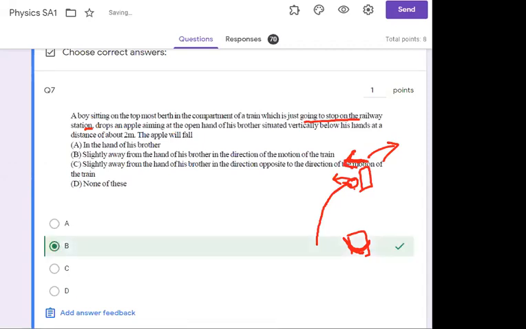Agree everyone? हाँ या ना? Yes or no? ठीक है, किसी को डाउट नहीं होना चाहिए. Very basic concept of inertia. Okay.